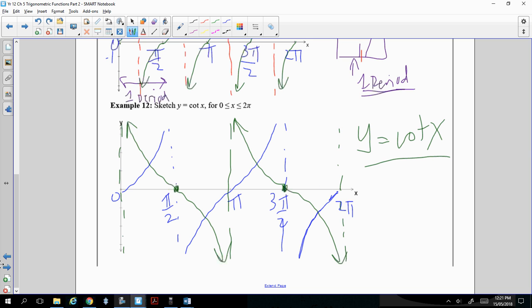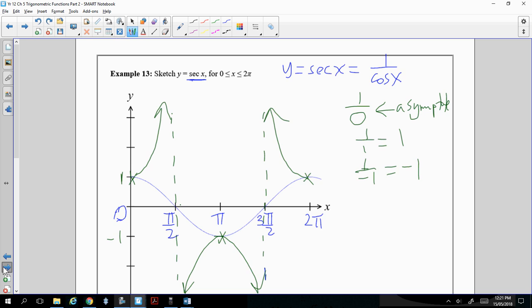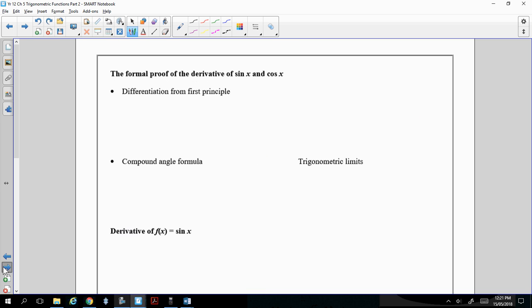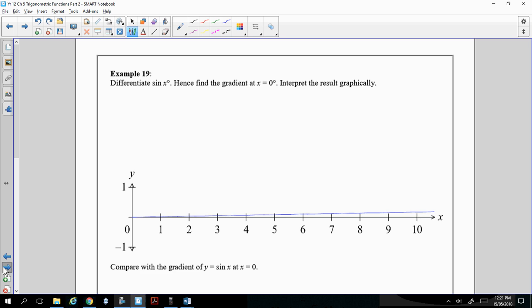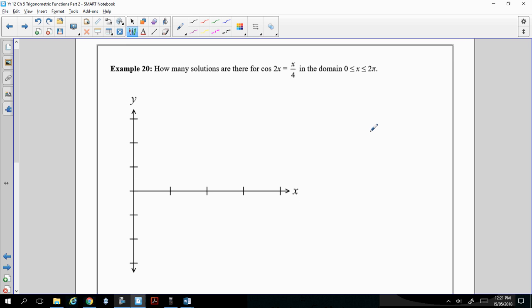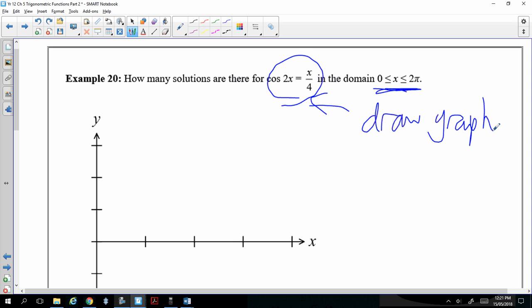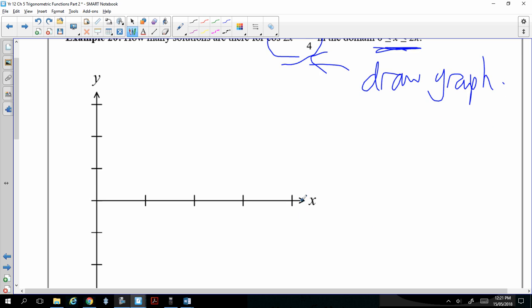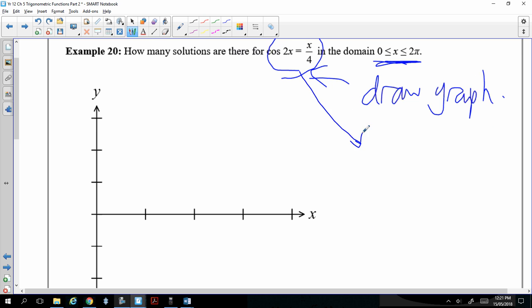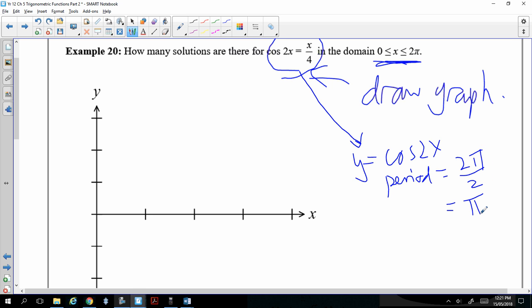Page 13, this example. All right. The question says, how many solutions does this equation have in this domain? So to do that, you have to draw the graph. We're going to draw the graph of cos 2x. Now remember how to draw the graph of cos 2x. You have to find the period, which is 2 pi over 2. So you put 2 pi here, pi on 2, 3 pi on 2, 0, that's 1 and negative 1, like that.